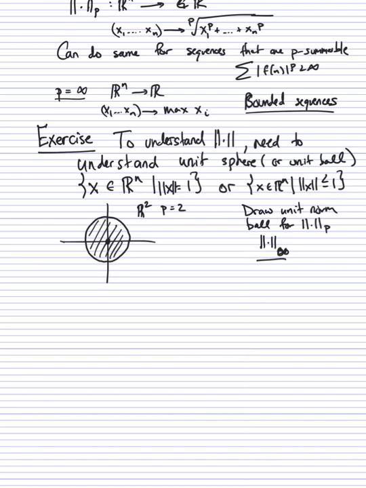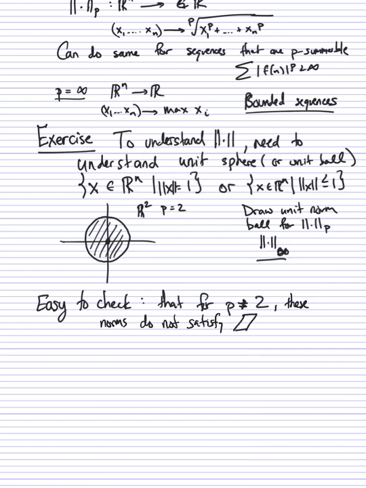Maybe I'll just mention one more thing. It's easy to check that for p not equal to 2, these norms do not satisfy the parallelogram identity. In other words, none of these will come from inner products. They're just norms in their own right.